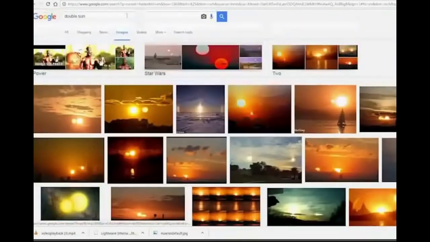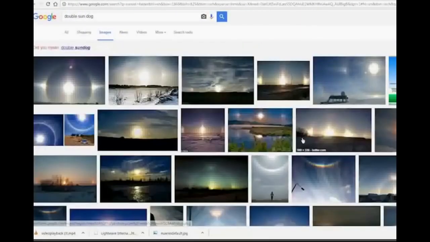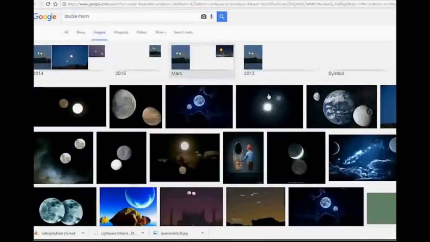Why? Finally, on this subject, we can see hundreds of examples of sundogs, double suns, double moons, and other things like this in the sky. It's hard to make sense of these sightings and decide which ones are valid. However, multiple suns is a pretty common occurrence.